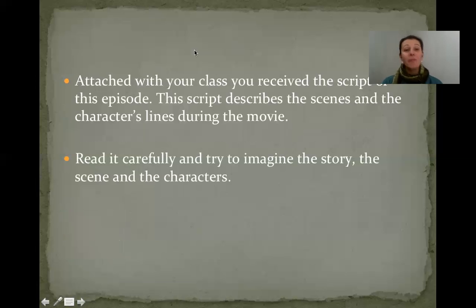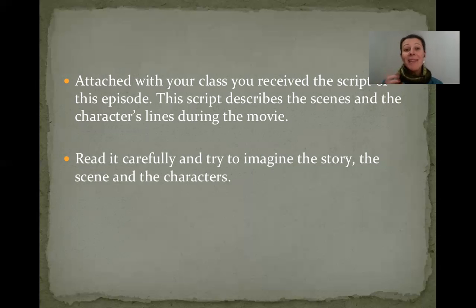Okay, so then you have attached with your class, you received the script of this episode. This script describes the scenes and the character lines, okay, during the movie. Read it carefully and try to imagine the story, the scene, and the characters, okay?